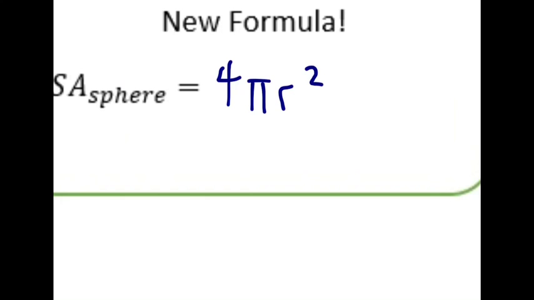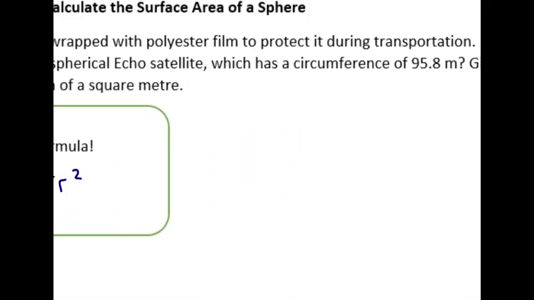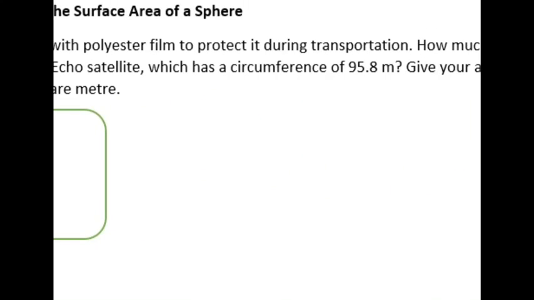The nice thing about the surface area formula for a sphere is the only thing we have to find is the radius. That's it. Do they give us the radius? They give us the circumference. Rats. So we have to work backwards. Circumference equals, what's the formula? 2 pi r. You could also do pi d if you want, but 2 pi r works, since we want to find r.